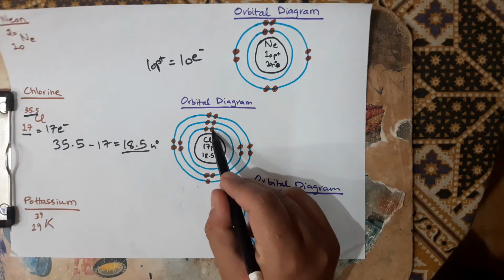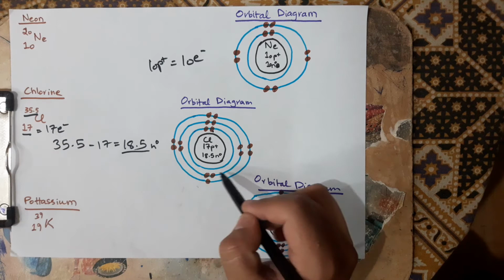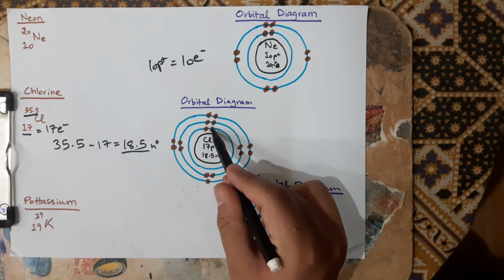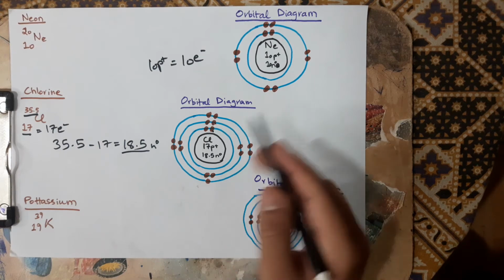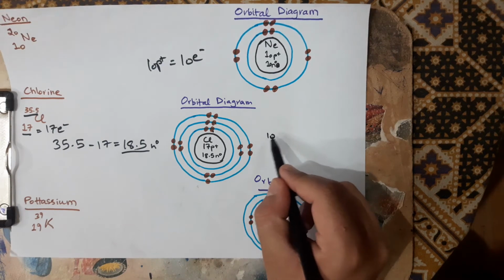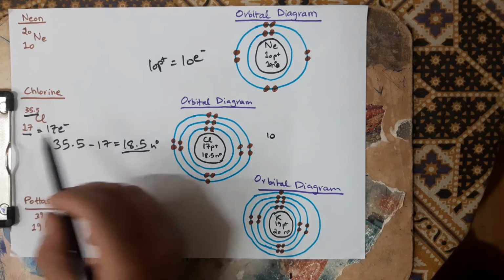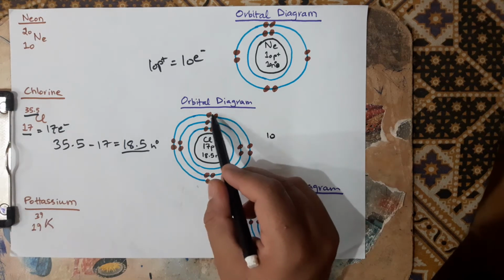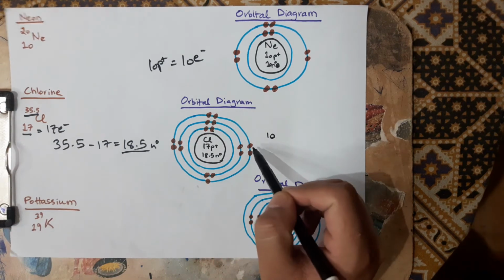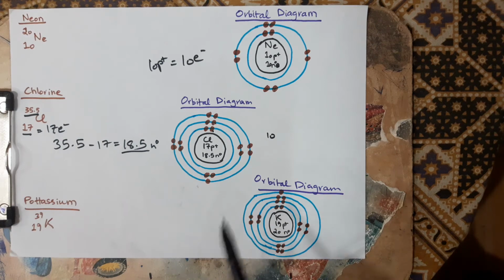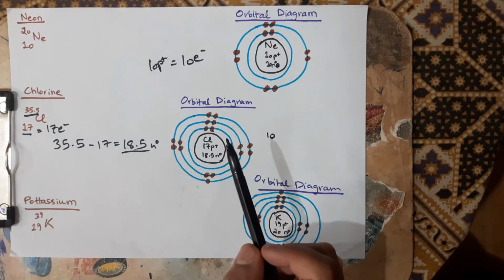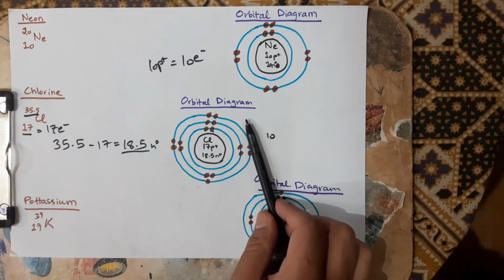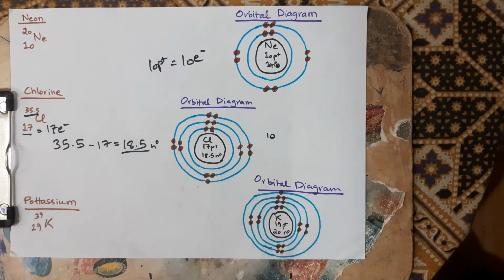First shell 2 electrons, not more than that. Then the rest 8 electrons in the second shell, not more than that. So 8 plus 2, 10, already done. Now how many are you left with? 7. Now 7: 1 2 3 4 5 6 7. So you can adjust 7 in the third shell, even 8, but not more than 8. So here your orbital diagram for chlorine is also complete.